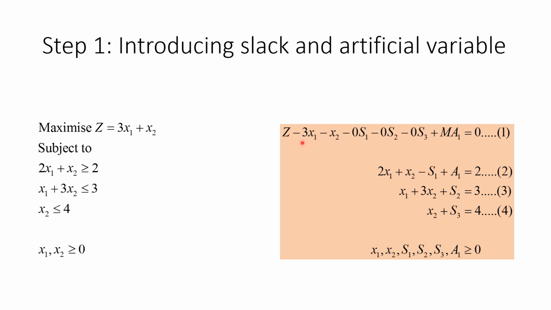Now we have to write all the variables in the objective function also. So z - 3x1 - x2 + 0 s1 + 0 s2 + 0 s3 + Ma1. We have to pay a penalty, and that is why it is called the big M method. The coefficient of the artificial variable a1 in the objective function is always M. Either you can write that we have Ma1 negative on the right hand side or positive on the left hand side.